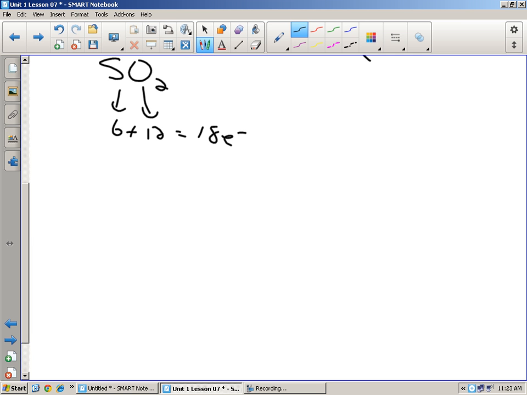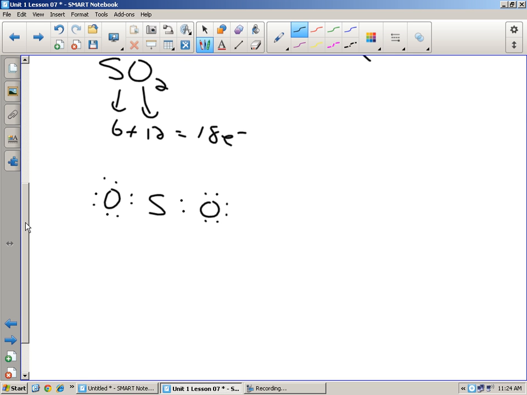So 6 and 12, 18. Which one do you want to put in the middle? Probably the sulfur, right? There's only one of them. We're going to hook up, obviously, these molecules. So I'm going to use 1, 2, 3, 4 right off the start. The rule says we need to go to the outside atoms first. Okay, so there's 4, 5, 6, 7, 8, 9, 10, 11, 12, 13, 14, 15, 16. So there's 16. Now, have I used up all my electrons?